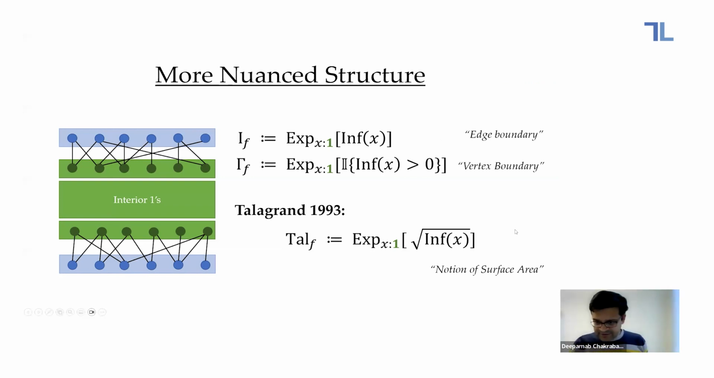I can talk about it maybe after the 15 minutes. But this is the definition. Instead of IF, which looks at every x and counts the degree of x, look at the square root of the degree of x. Let's call it the Talagrand measure of this function, which goes over every green vertex. Now I'm back in the undirected world, and instead of the degree, which is the number of sensitive neighbors, don't sum up the degree, but sum up the square roots of the degrees and then average. So he calls it the notion of surface area.